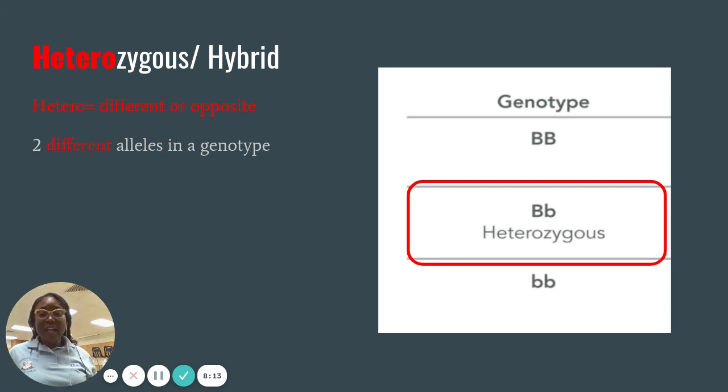Can we use any letter in the alphabet? You sure can. You just have to make sure you do the cases based upon the vocabulary words you see. Heterozygous means different, so make those two alleles different: one capital, one lowercase. Always write the capital first. Just remember, heterosexual, you like the opposite sex, or different. So two different alleles in the genotype. That's the definition for heterozygous or hybrid.